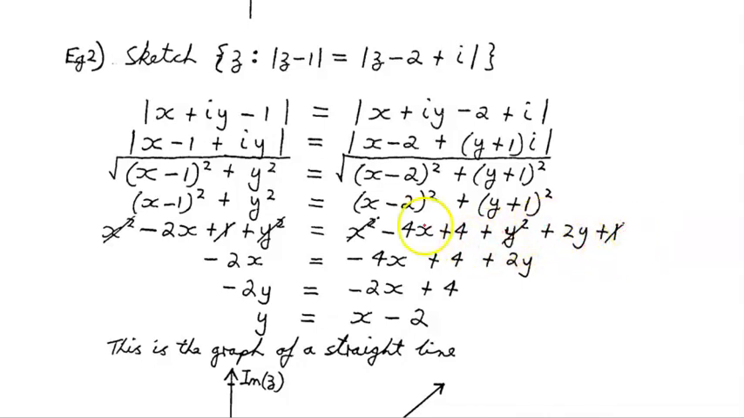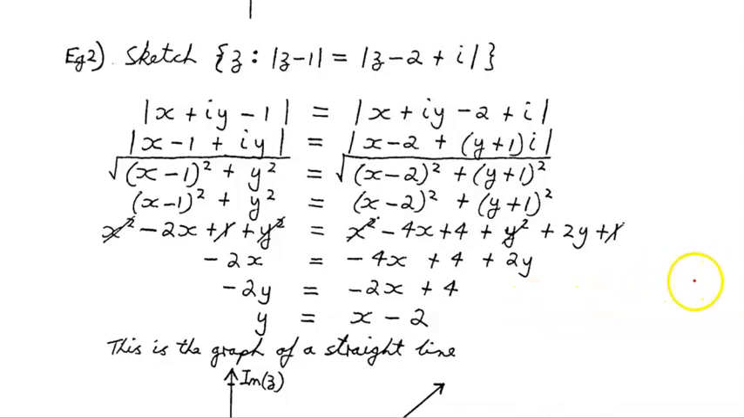All right, well, plus 1 can disappear from both sides, plus y squared can disappear from both sides, plus x squared can disappear from both sides. We're left on the left here with minus 2x. On the right here, we're left with minus 4x plus 4 plus 2y. Tidying all that up, we can add 2x to both sides, bring the 2y over: minus 2y is equal to minus 2x plus 4. Divide through by minus 2, and what you've got is y equals x minus 2. That's just giving us a line.